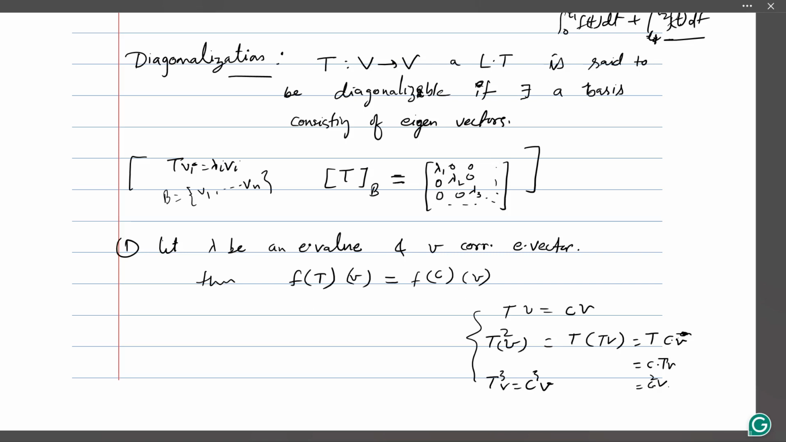And the second was that the eigenspace corresponding to eigenvalue lambda, let's say W lambda, this is the eigenspace corresponding to eigenvalue lambda. It was nothing but the kernel of T minus lambda I, right?